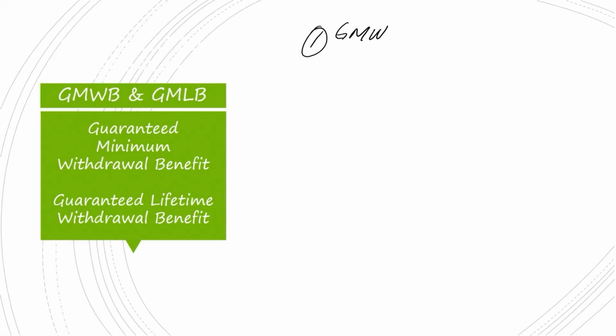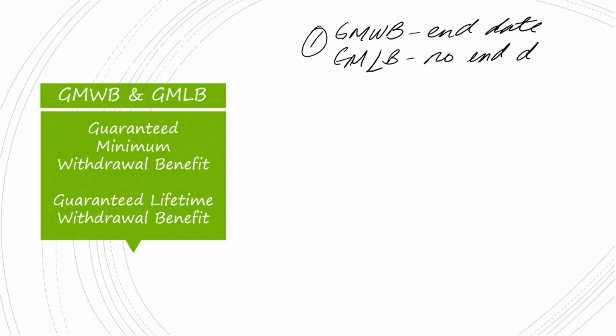GMWB and GMLB are really very similar benefits other than one key difference. GMWB is really like a term certain annuity, so there is an end date, whereas GMLB is more like a life annuity, so there is no end date. We're going to go through three things in this first slide, the three things that are really important to remember about these two products. Other than that one major difference, the rest of the product is really very similar.